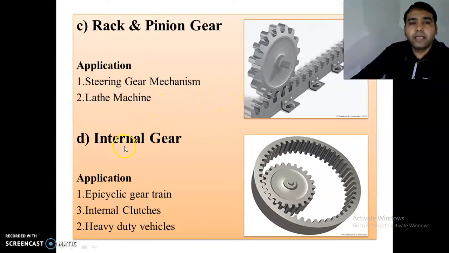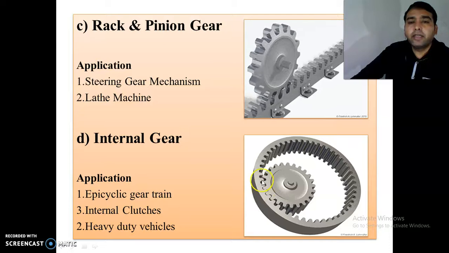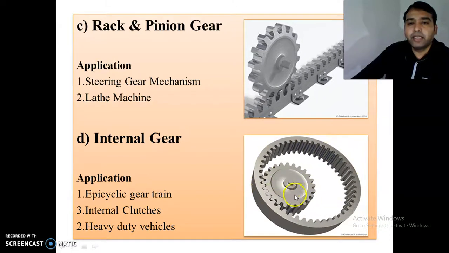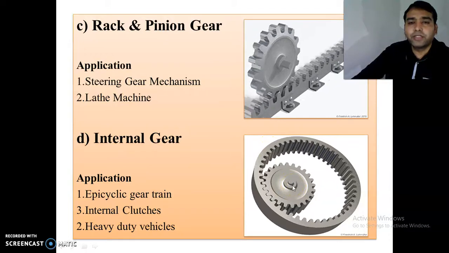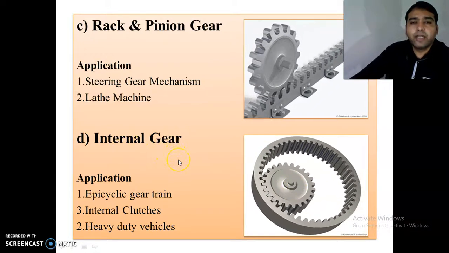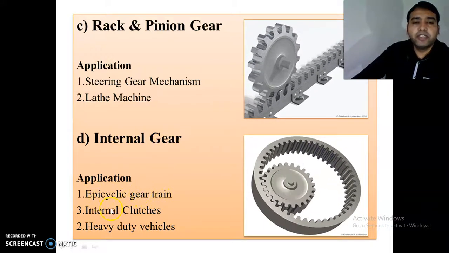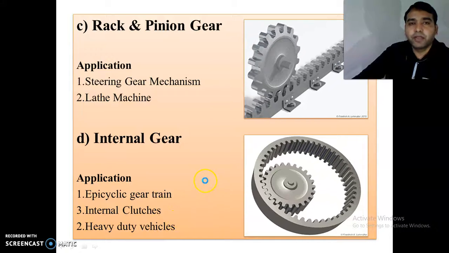Now next, internal gear. The internal teeth are provided to the gear and mesh with another gear and transmit the power from one shaft to another shaft. In such a situation, the internal gear are used. Having application, it is used in the epicyclic gear train, in internal clutches and in heavy duty vehicles.